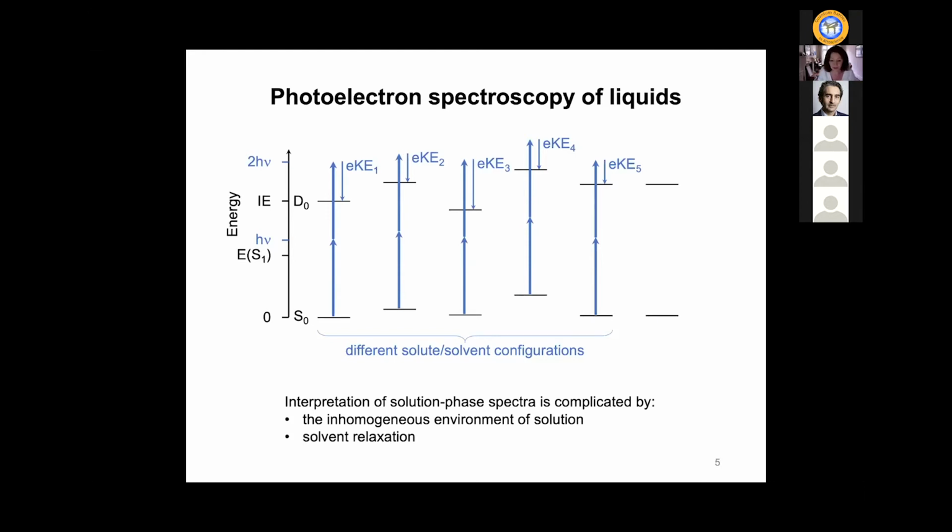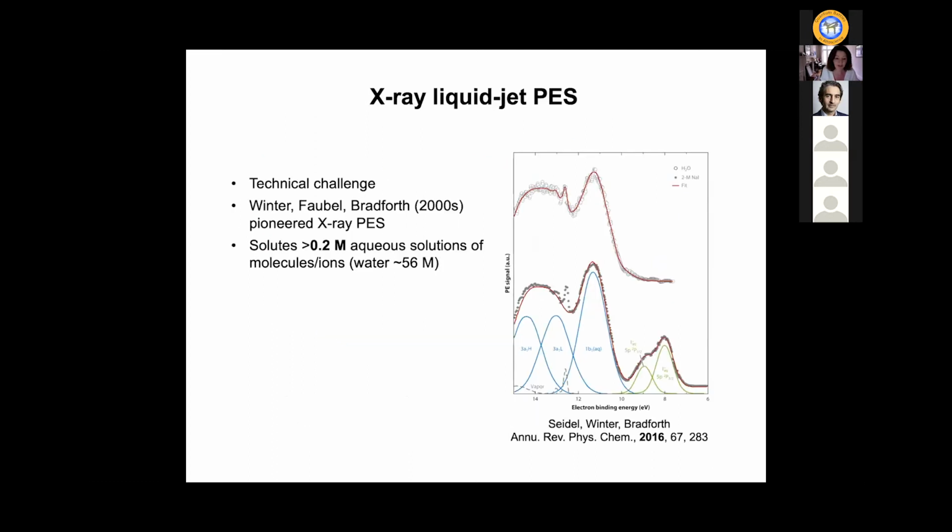A further complication is solvent relaxation. If we take this last example at the end here and put our photon in, after we've put the photon in, the molecule may relax in response to the ionization process. This solute and solvent relaxation results in even more of a range of electron kinetic energies that we have to measure. So the interpretation of liquid phase photoelectron spectra is more complicated than in the gas phase.